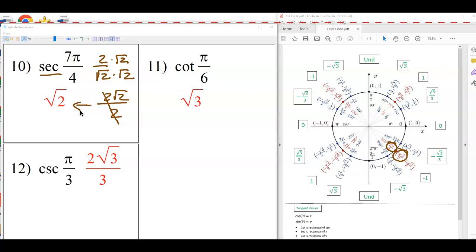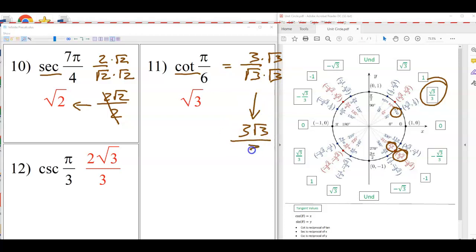Let's do number 11. Pi over 6 is right here. We want cotangent, which is the reciprocal of the tangent value. My tangent value is radical 3 over 3. So the reciprocal of that is 3 over radical 3. So once again, I'm going to multiply the top and the bottom by radical 3. The top will become 3 radical 3. The bottom will be 3. Those cancel, and we're left with radical 3.